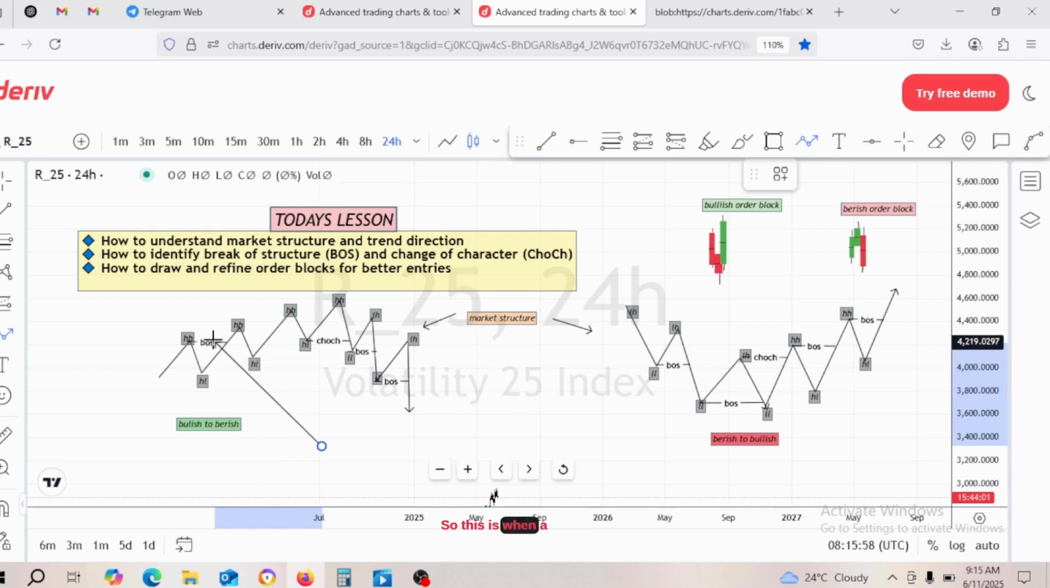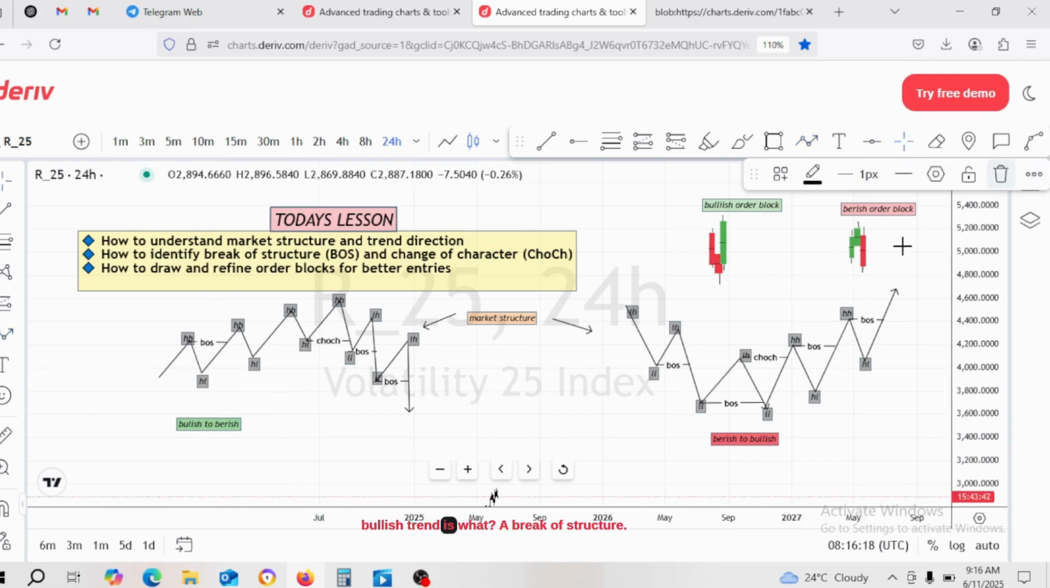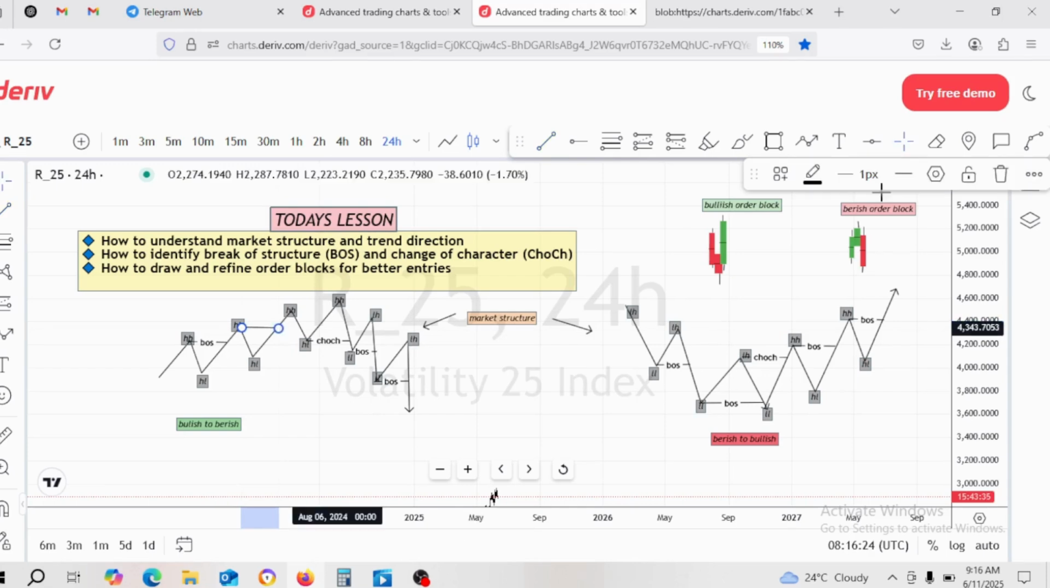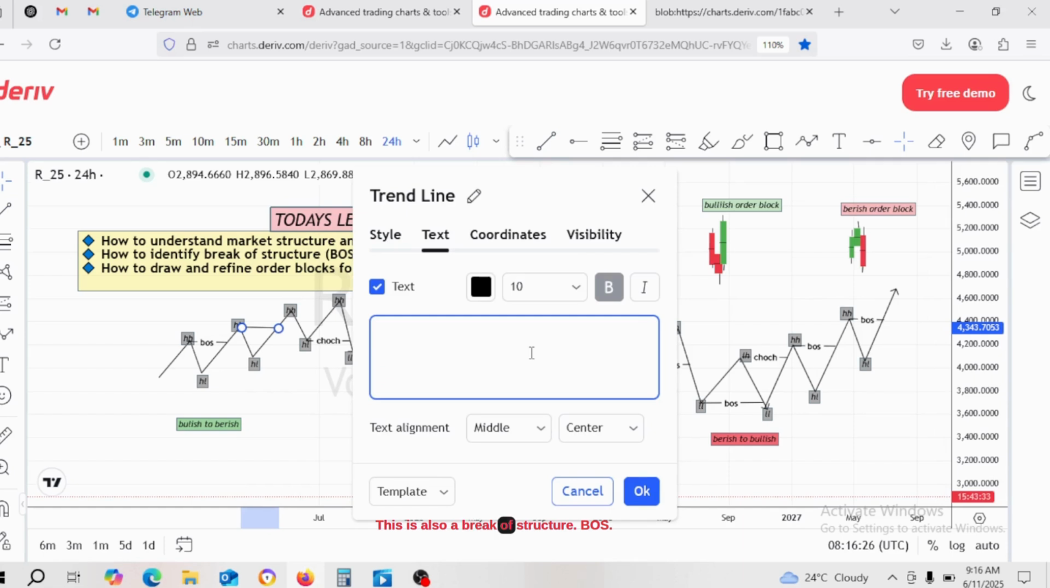So when a high is being broken in an uptrend, it tells us that the trend is bullish, and breaking of a high gives us what? A break of structure. Do you understand? This is typically a break of structure. So every break of highs on a bullish trend is what? A break of structure. So you can see this is also a break of structure. This is also a break of structure. BOS.